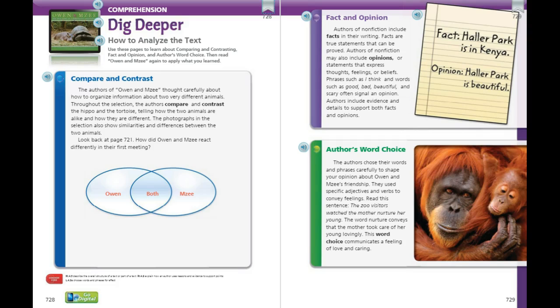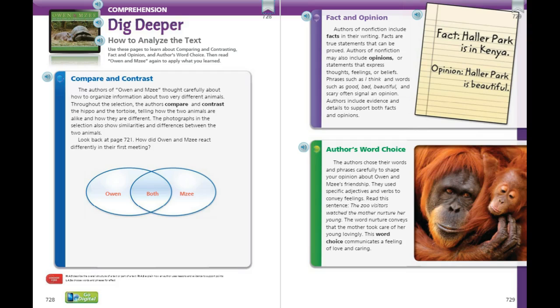Authors of nonfiction include facts in their writing. Facts are true statements that can be proved. Authors of nonfiction may also include opinions, or statements that express thoughts, feelings, or beliefs. Phrases like I think and words such as good, bad, beautiful, and scary often are going to signal an opinion. Now, authors include evidence and details to support both facts and opinions.